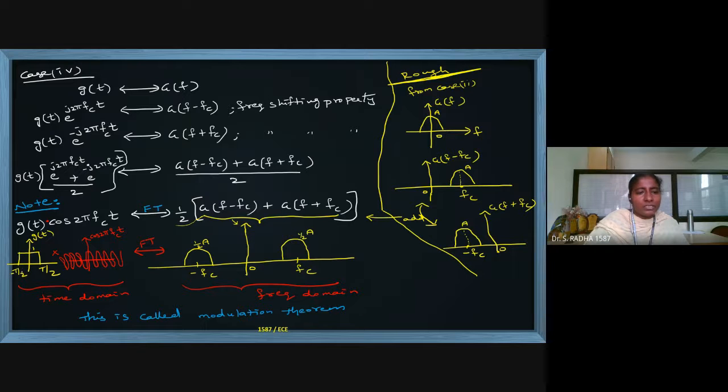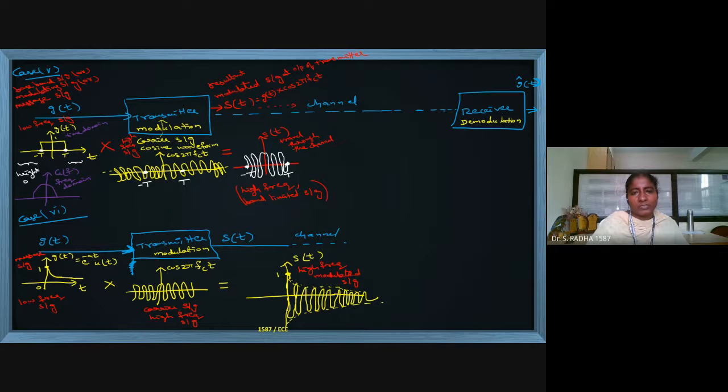So for this, the spectrum is something like this. This is G of f. But when multiplied with carrier, after modulation, this is the diagram. This G of f minus fc, G of f plus fc is the diagram. I will use this for case 5. So in the frequency domain, for this white color diagram, I am drawing S of f. S of t is the time domain, and S of f is the frequency domain.